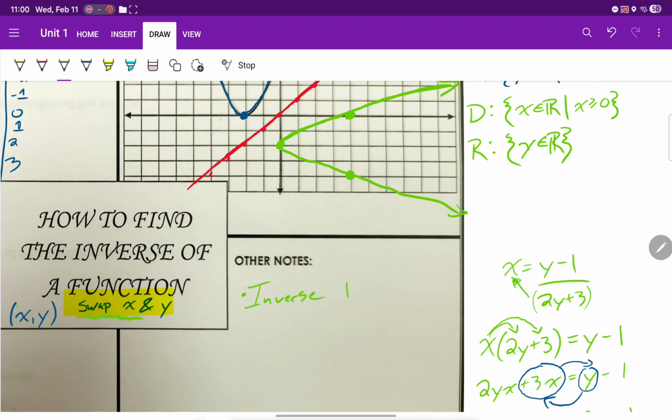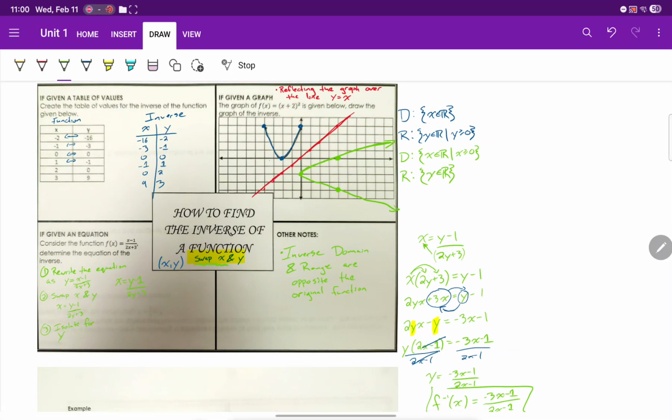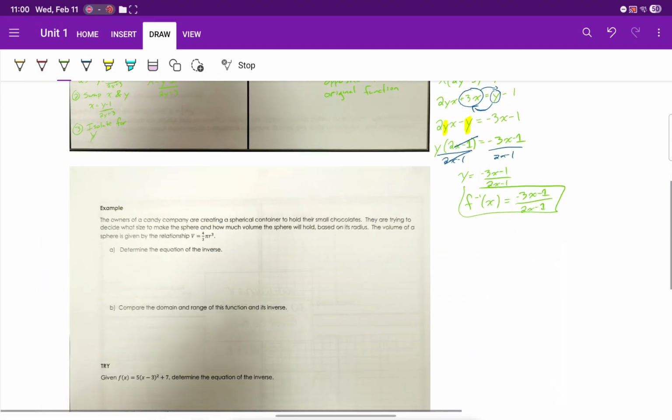Inverse domain and range are opposites of the original function. Okay, no other notes there. All right, that sums up that part. And now we are going to get into just a little application practice or problem, and then that will be all for today. Okay?